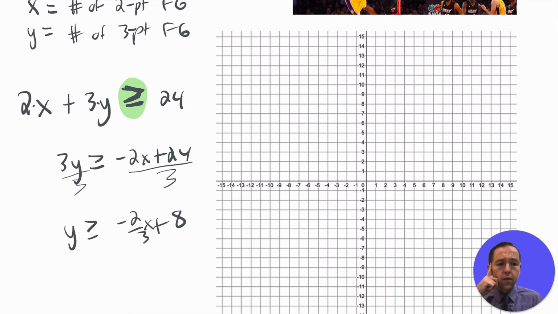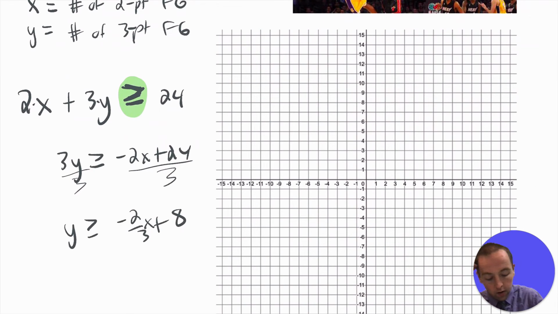You can graph this like you would graph a linear equation, because it's just in mx plus b form. So start at 8, and then you've got the slope of negative 2/3. So it gives us this line right here. This line is going to make sense in a lot of ways, because if I pick any ordered pair on the line, it's going to satisfy the model that we came up with.